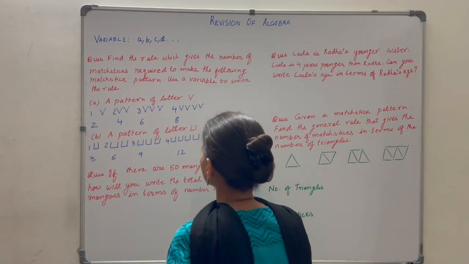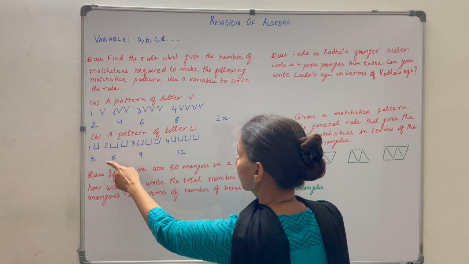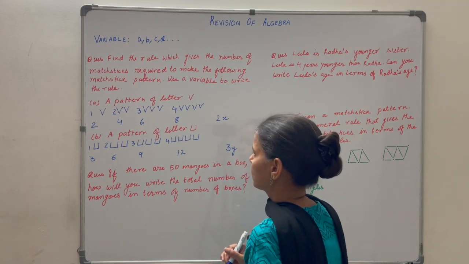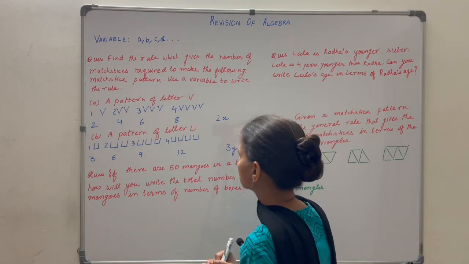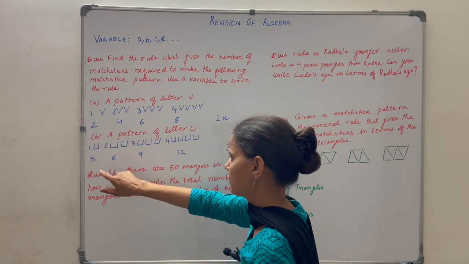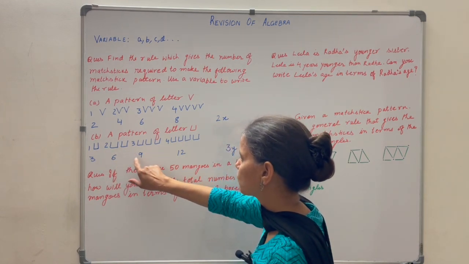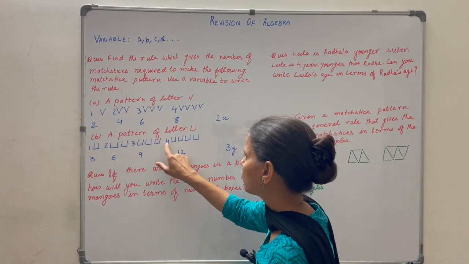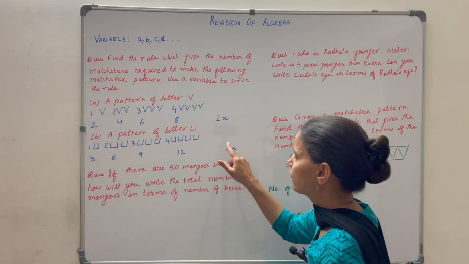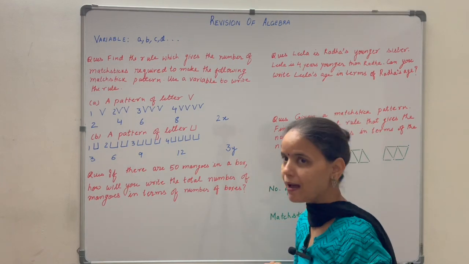So if you assume Y to be the number of U's, the number of matchsticks required is 3Y, because you can see it is 3 times the number of U's. When this is 1, this is 3. When this is 2, this is 2 into 3, 6. When this is 3, 3 into 3 is 9. When this is 4, 4 into 3 is 12. So what is the rule? 3Y, where Y is the number of U's and 3Y is the number of matchsticks.